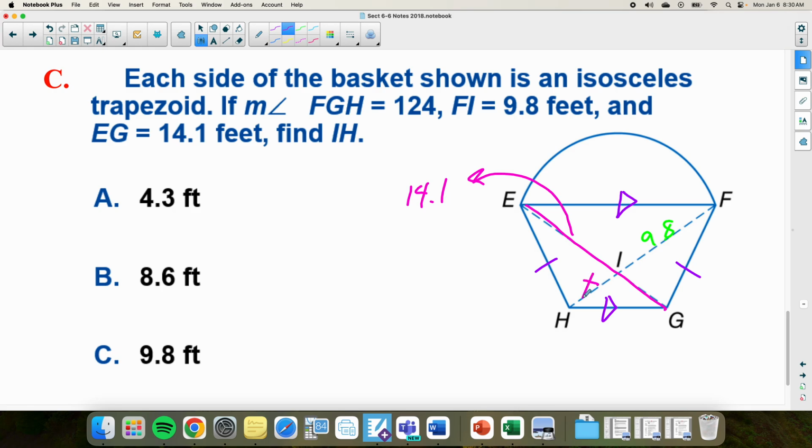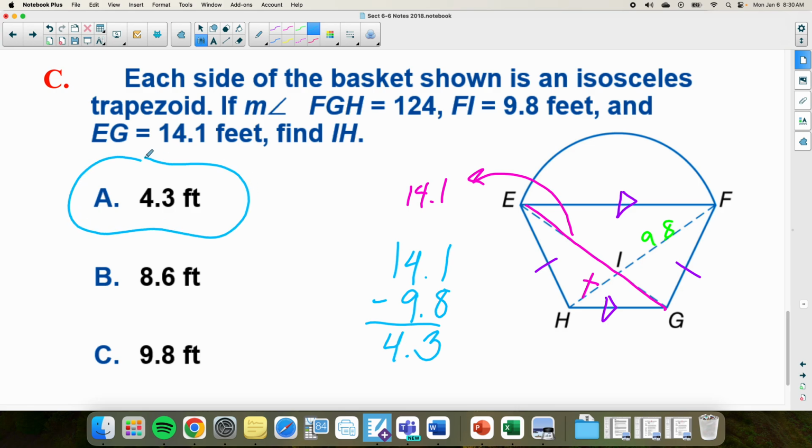Is that one just like the last one? Right? Wouldn't we just subtract? So we would just go 14.1 minus 9.8, which is 4.3. And then here's our answer. Okay.